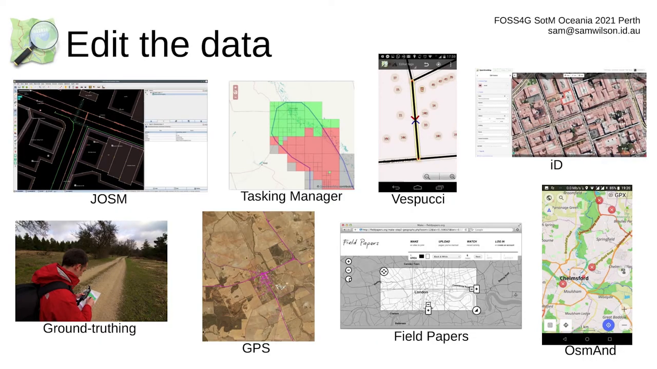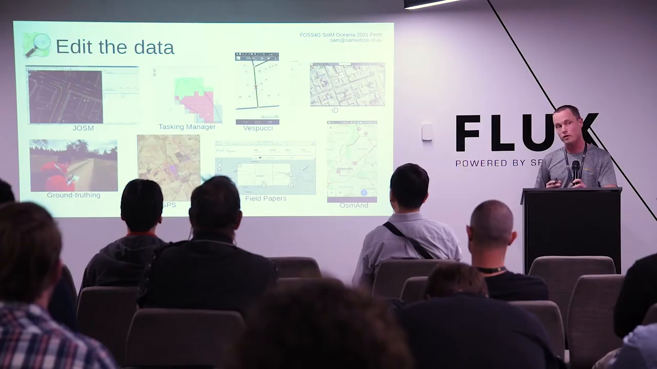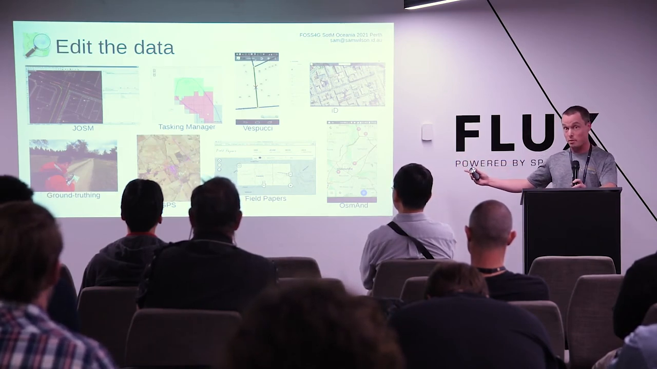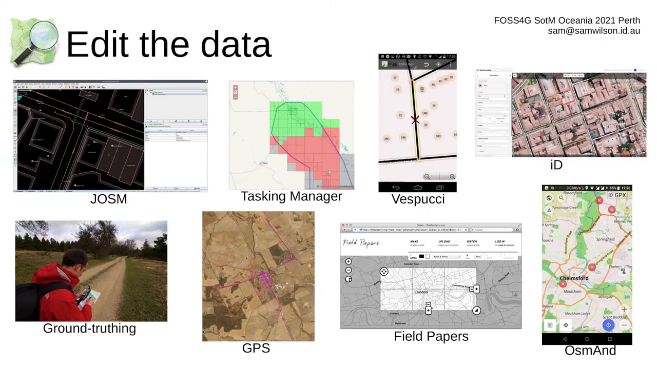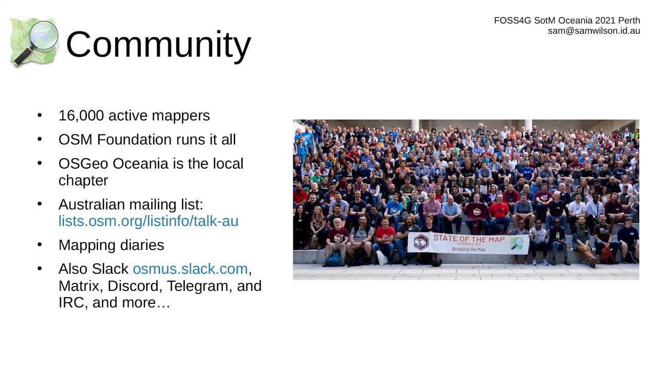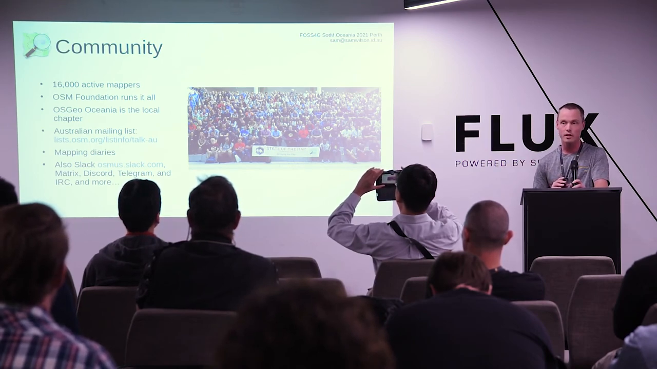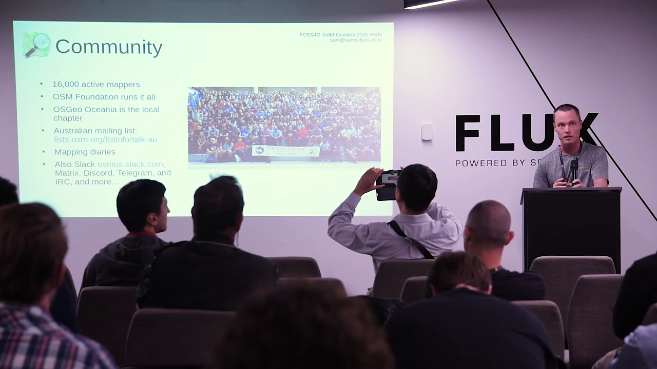Editing the data, there's a whole bunch of different systems for editing the data. iD is the standard one. When you go to osm.org and you hit edit, that's what you get. Vespucci is a really good mobile editor for Android. JOSM is the standard desktop application for most editing purposes. Field Papers lets you print it onto paper, and the Tasking Manager is really popular for dividing up digitization for crowdsourcing. And crowdsourcing is a big part of this. So the community at the moment is about 16,000 active mappers. That's mappers who have mapped at least once in the last 7 days.